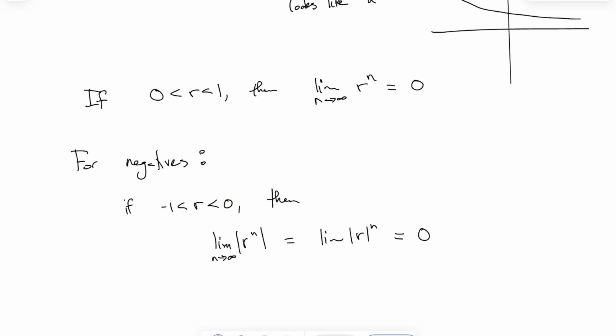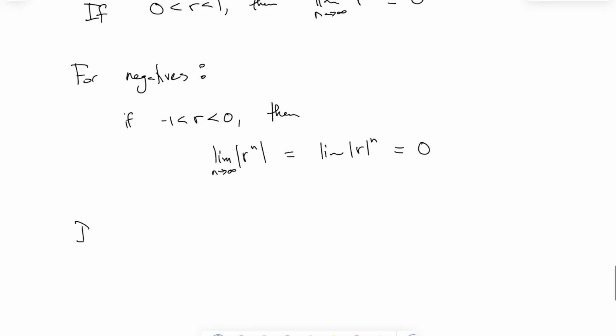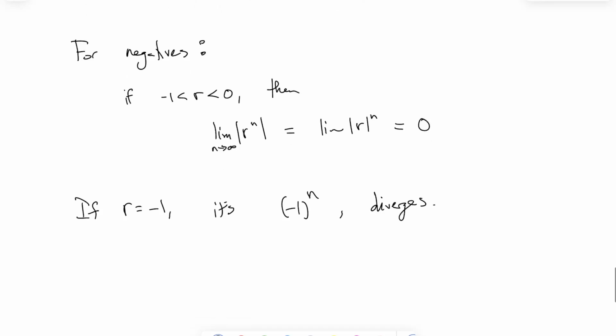What about if R equals -1? This is a case that we've already discussed. If R equals -1, then it's -1 to the n, which diverges. Right, -1 to the n, it's like we started out today talking about that. That diverges. And what if R is negative and more negative than -1?